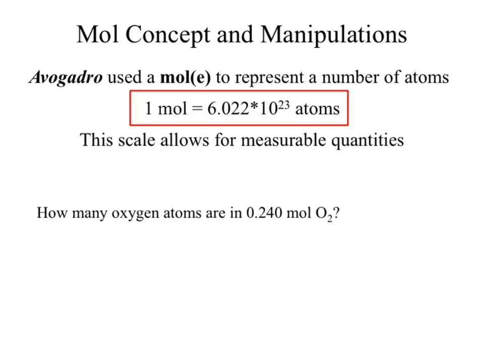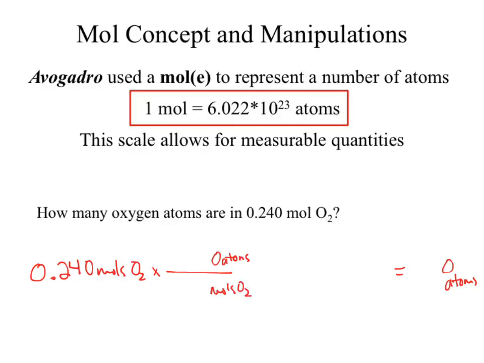What do we want as our answer? We want oxygen atoms. What do we start with? 0.240 moles of oxygen. What do we do? Atoms on the bottom? Why would you put atoms on the bottom? Okay, so oxygen atoms on top and moles of oxygen on the bottom.